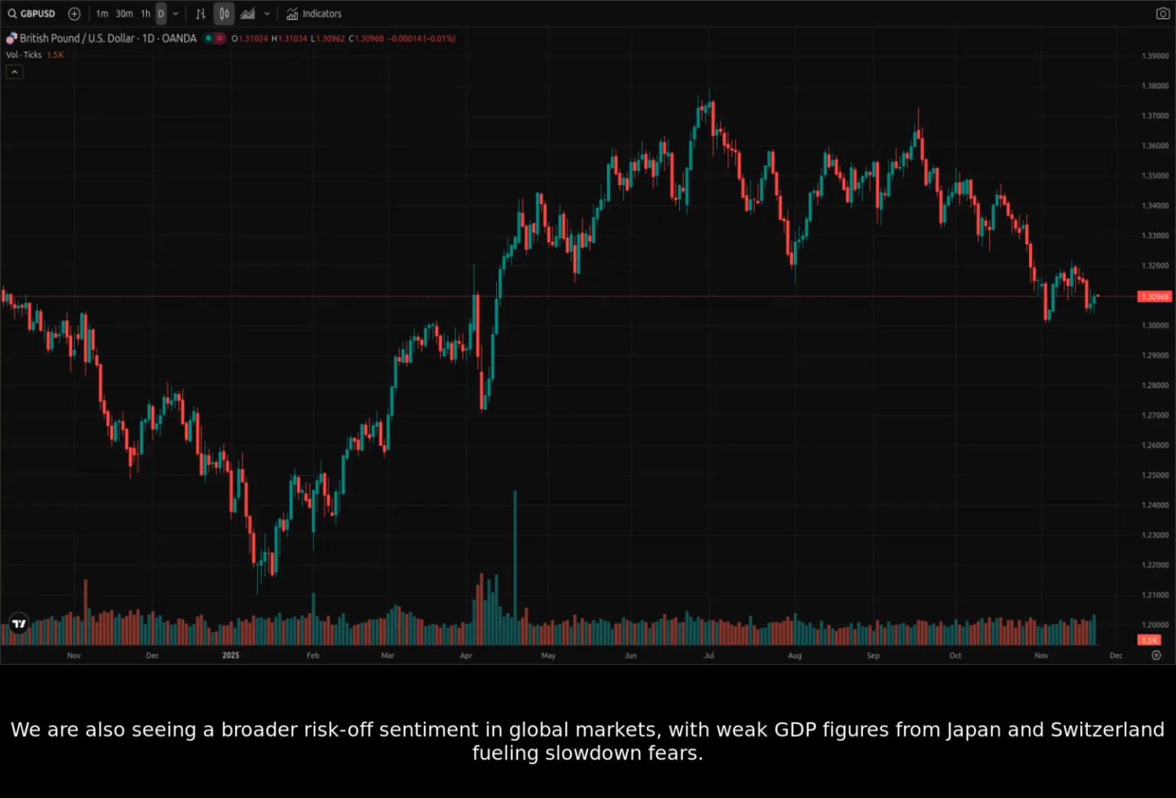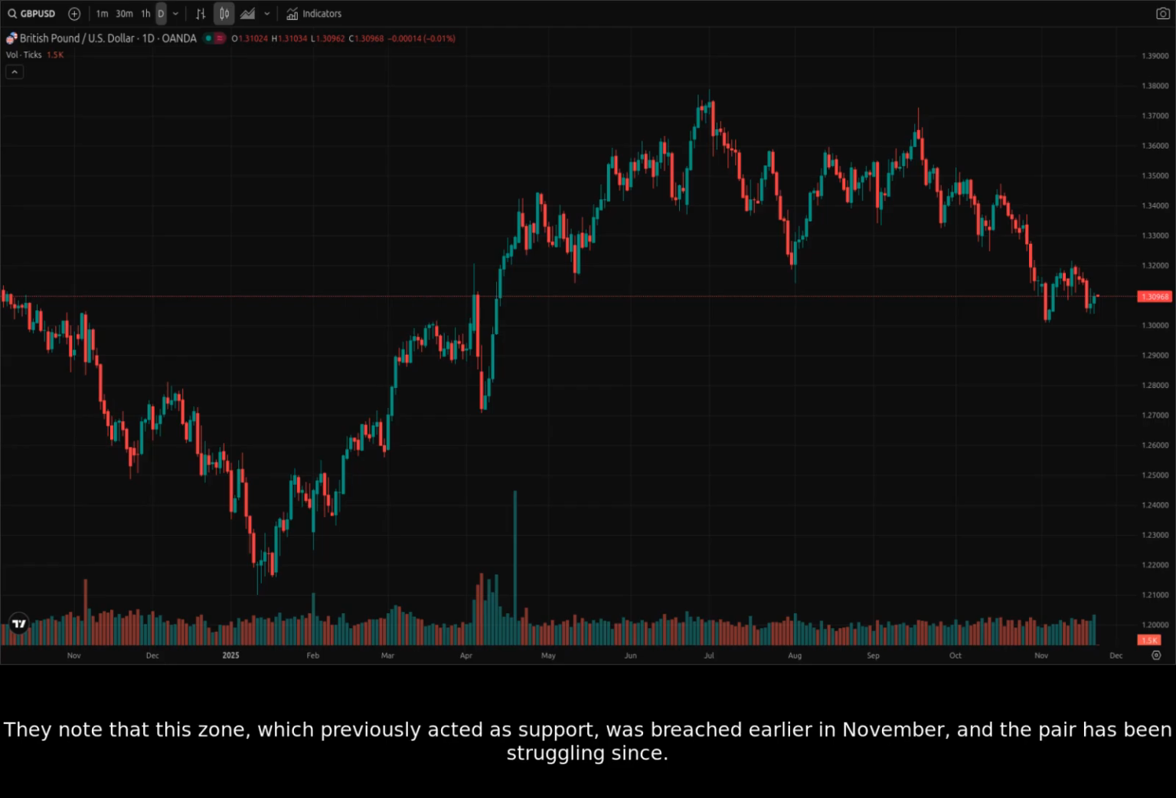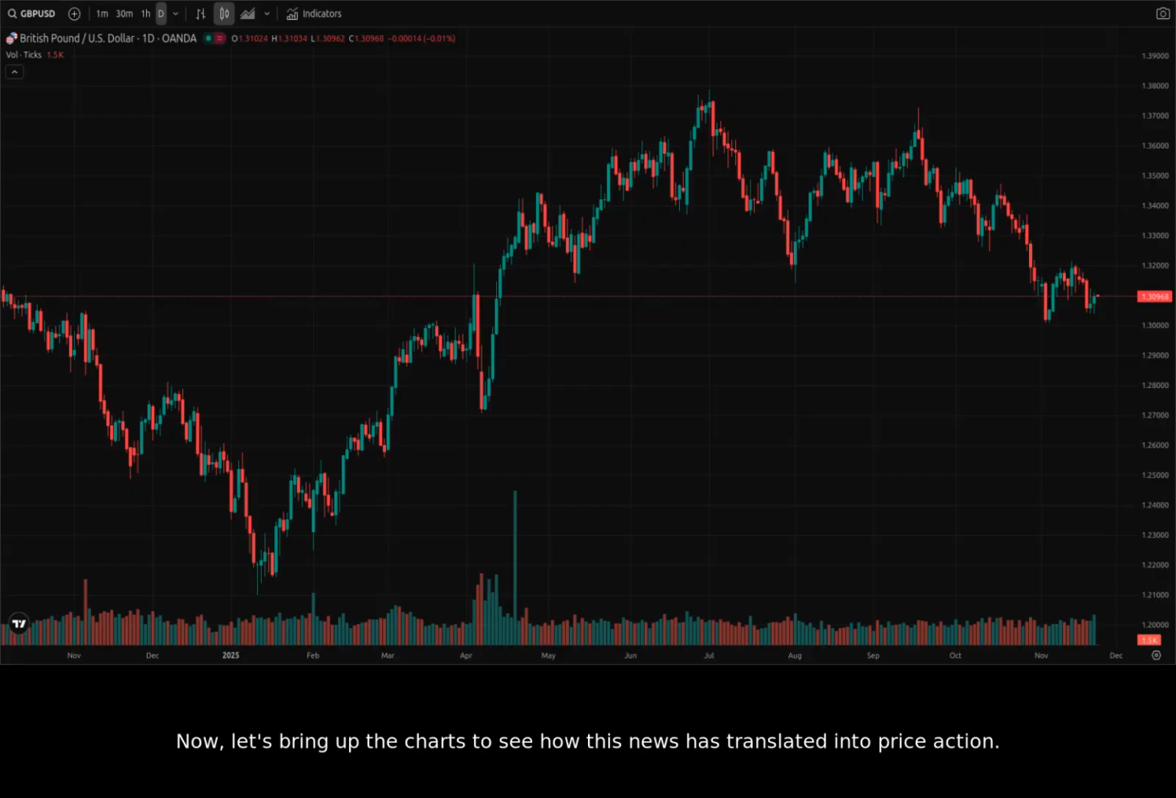We are also seeing a broader risk-off sentiment in global markets, with weak GDP figures from Japan and Switzerland fueling slowdown fears. This has triggered a classic flight to safety, further boosting the appeal of the US dollar. News outlets have identified a critical battleground for cable right around the 1.3100 to 1.3140 area. They note that this zone, which previously acted as support, was breached earlier in November, and the pair has been struggling since. Now, let's bring up the charts to see how this news has translated into price action.